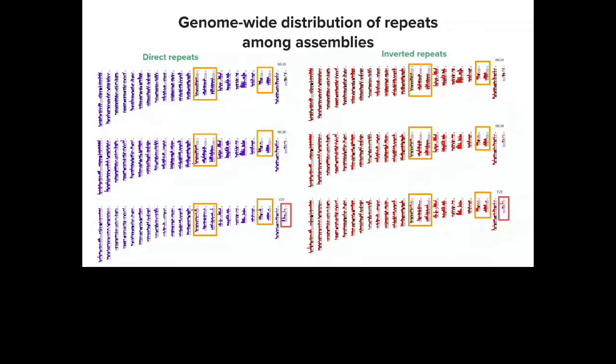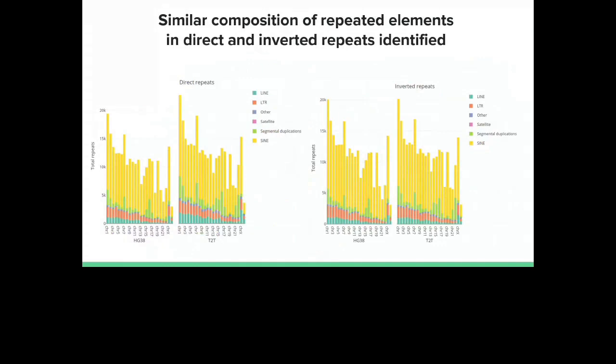As well, we found an increase of direct and inverted repeats in the long arm of the chromosome Y. And then we also were interested in looking for the composition of repeated elements in direct and inverted repeats. And we found that the most common repeat elements are SINE elements in each one of the chromosomes, followed by segmental duplications, long terminal repeats, and LINE elements. And the distribution is very similar among the human genome assemblies.